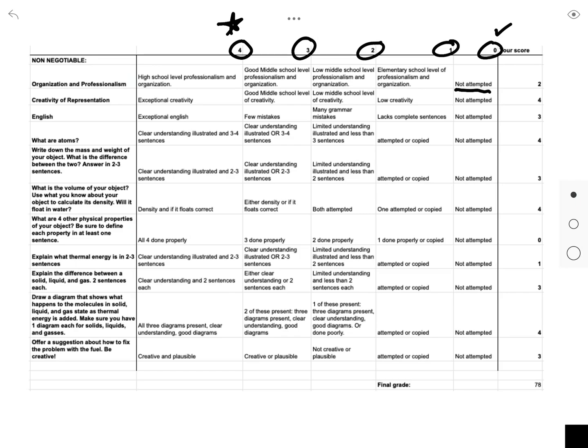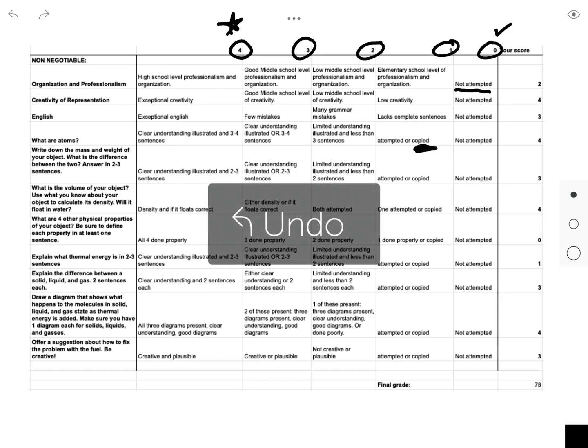I'm probably going to add soon to my rubrics not attempted or copied. So if you copy something, you're just going to get a 0 for it. Okay? So those are the different scores you can get, and then over here on this side, these are the different categories of the project, okay? So let me go through and show you how that's going to work. Let's get rid of all this stuff.